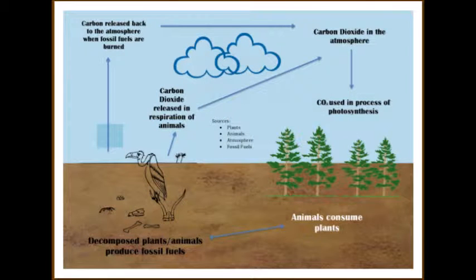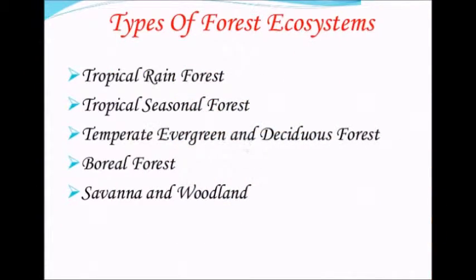Forest ecosystem. A forest ecosystem is a terrestrial unit of living organisms, all interacting among themselves and with the environment, soil, climate, water and light in which they live. Types of forest ecosystems are here. 1. Tropical rainforest. 2. Tropical seasonal forest. 3. Temperate evergreen and deciduous forest. 4. Boreal forest. 5. Savanna and woodland.